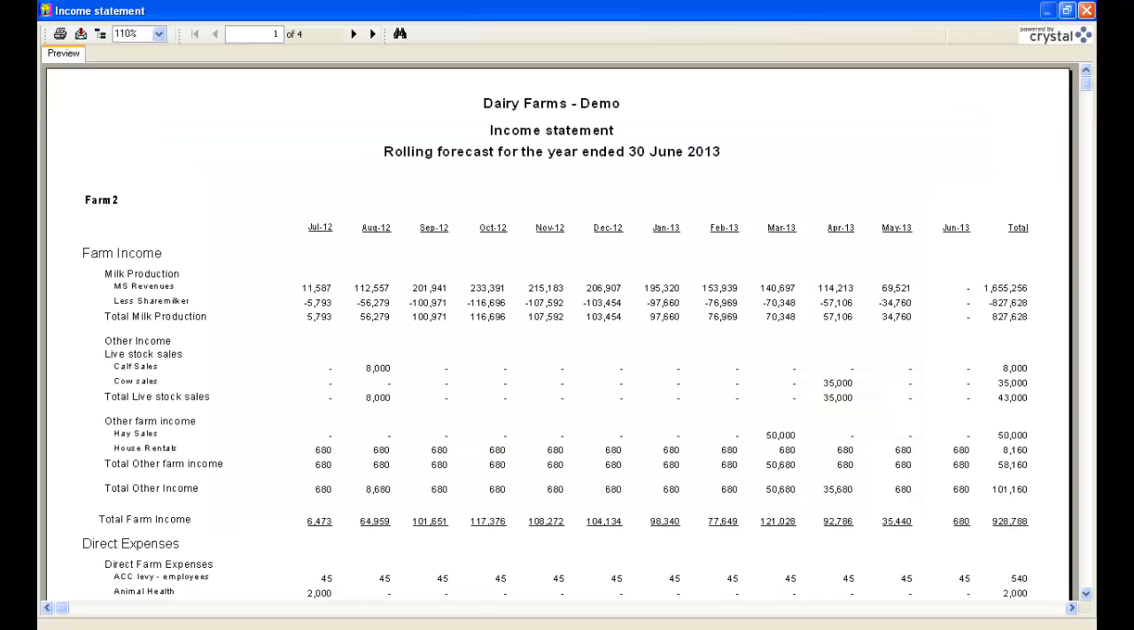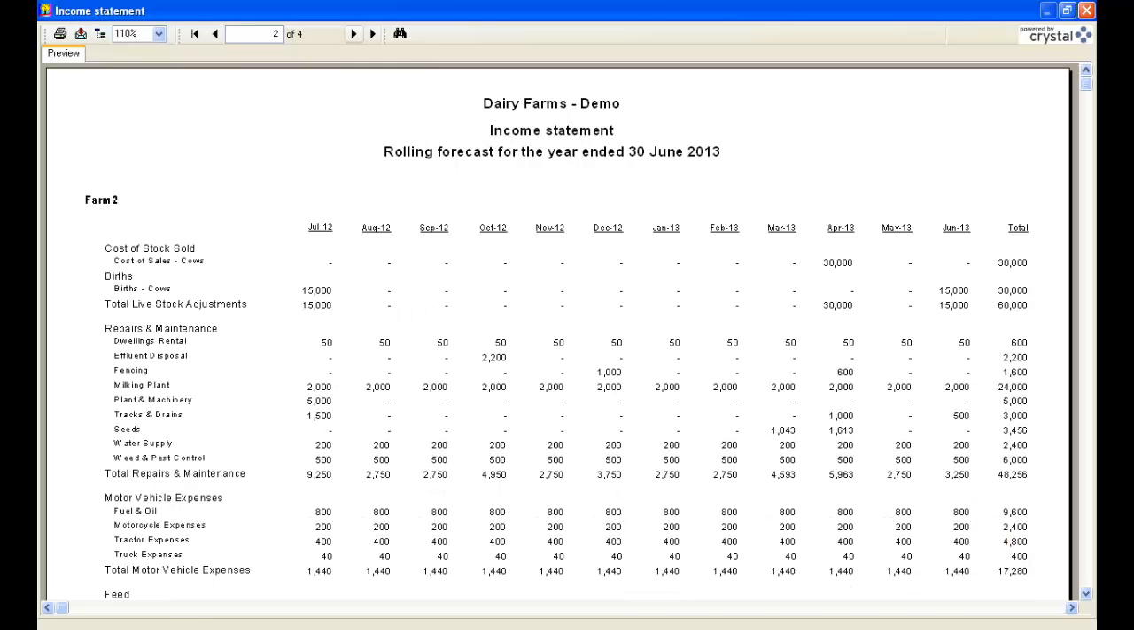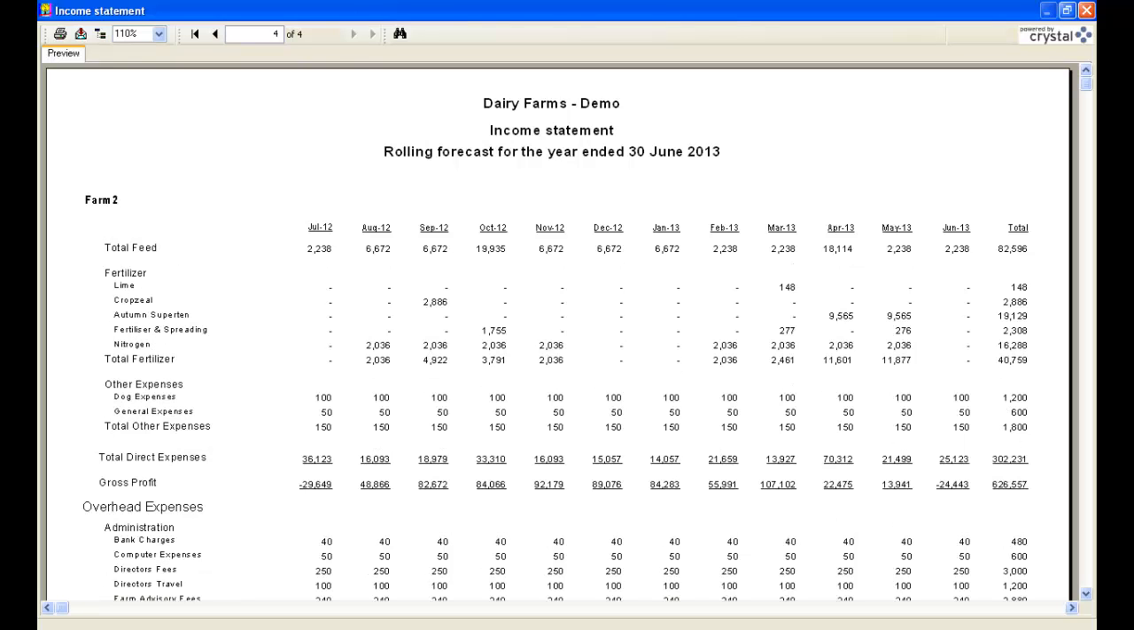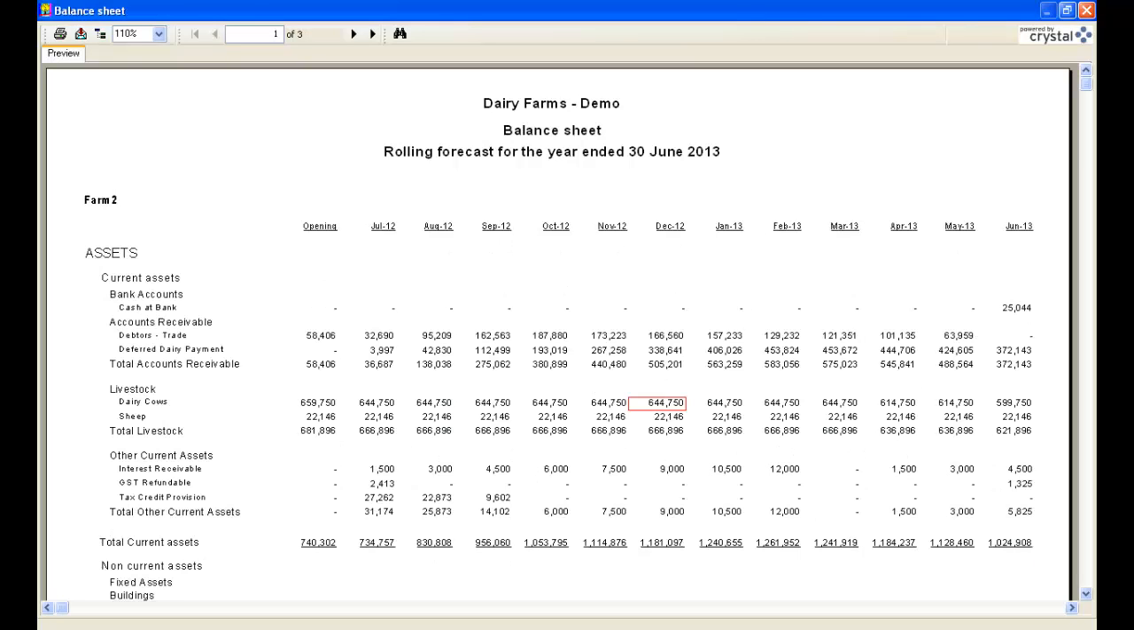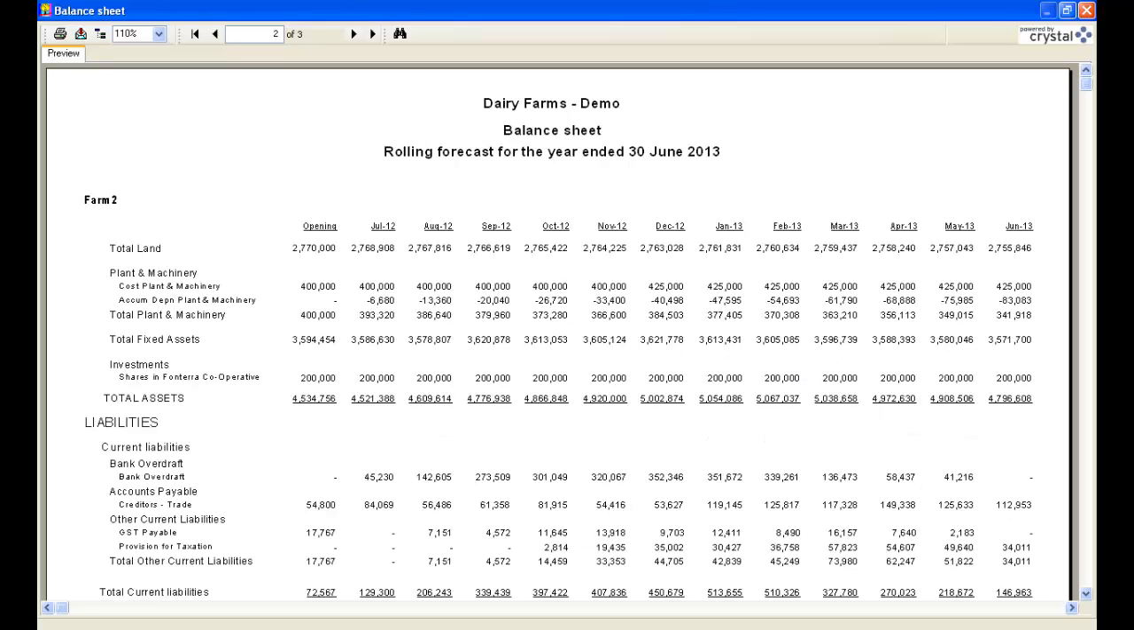Here we can see the profit and loss and the net result for the year for Farm 2, with net revenues of $827,000, a gross profit of $626,000, and a profit of $87,000 after all expenses and tax. On the balance sheet we can see our debtors, our deferred dairy payment accumulating, we can see our livestock at valuation, our peak overdraft requirement in December of $352,000, a level of creditors, and our long-term debt servicing.